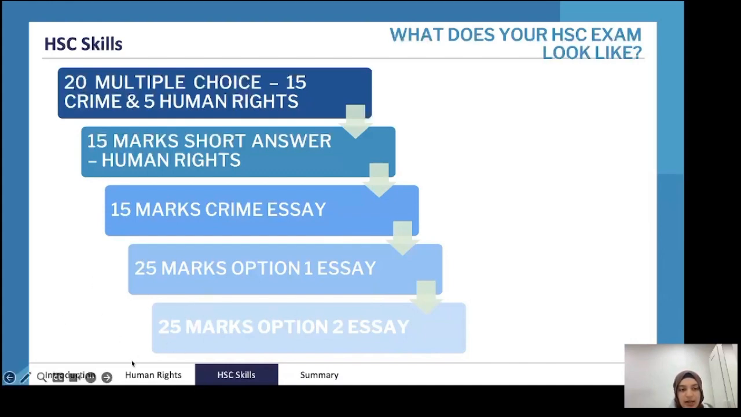Something to highlight is that this is literally 50% of the paper. You have 100 marks, and 50 of the marks are coming just from the two options. So it's really, really important to make sure that you have a really good understanding of the option essays, and then also focus on the rest of it as well. So something to keep in mind there.